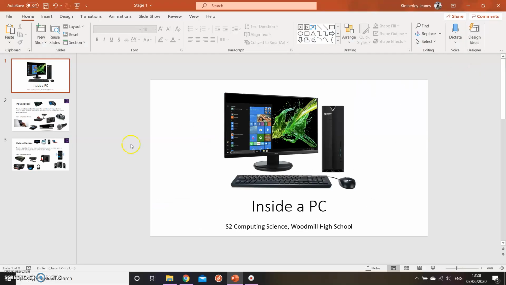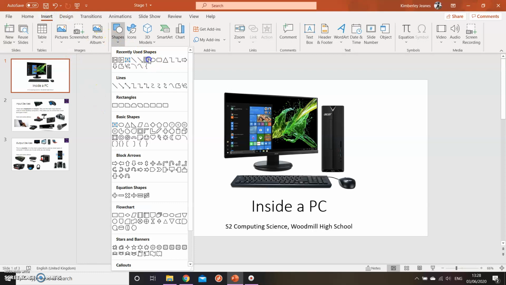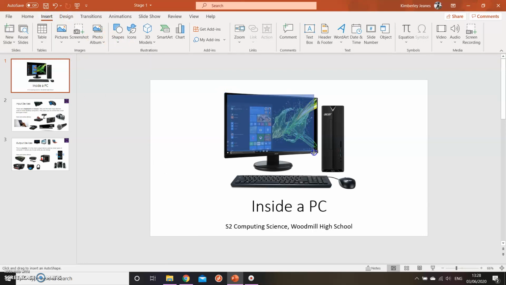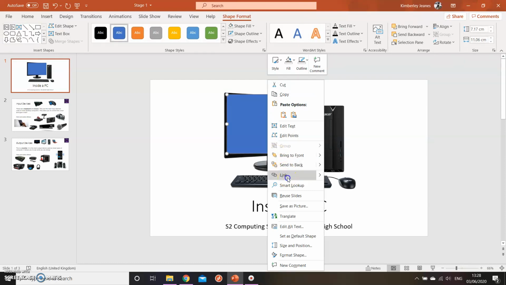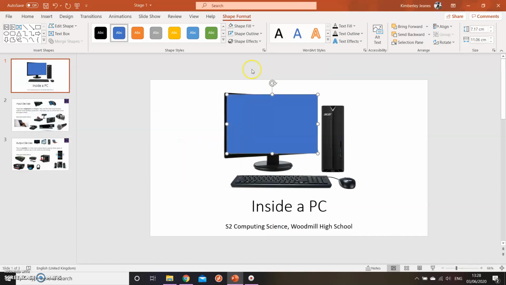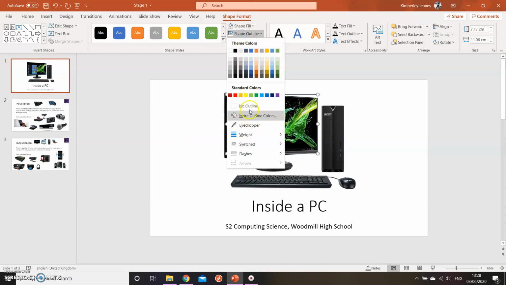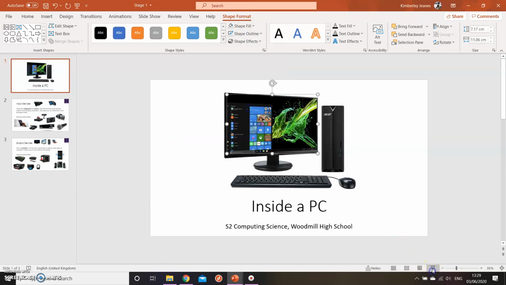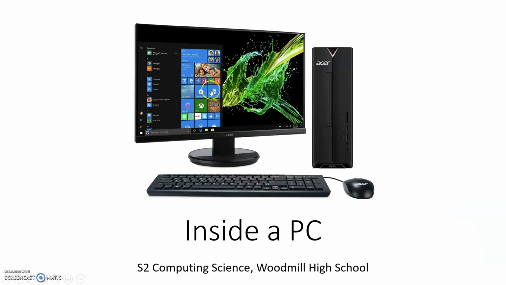Okay, and then effectively you're going to do the same thing for the monitor. So I'm going to create a rectangle right over most of the monitor screen. Right click, link it to a place in this document, and it's going to go to output devices. Press OK. Change the fill to no fill, change the outline to no outline, and always make sure that you're testing it. Okay, so it works brilliantly.